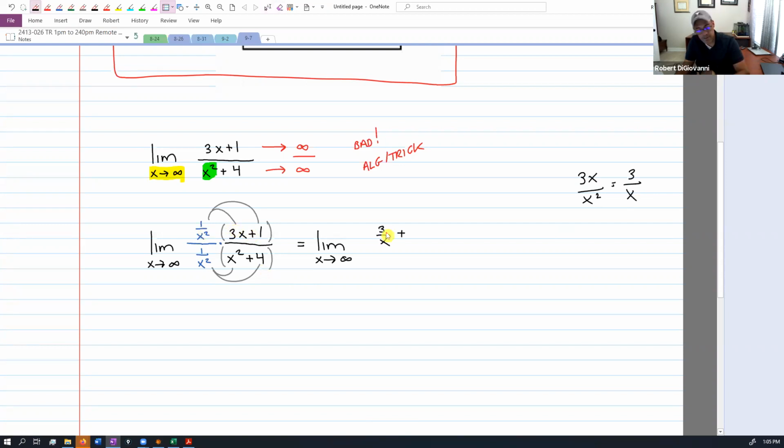And then plus, now the 1 over x squared times 1, and I get another 1 over x squared. And then on the bottom, 1 over x squared times x squared gives me a 1. And that's very important, all right? You'll see in a minute why. That's a 1. And then plus the 4 times 1 over x squared, which will give you 4 over x squared. Any questions on where any of that came from, or how I did any of the multiplication?